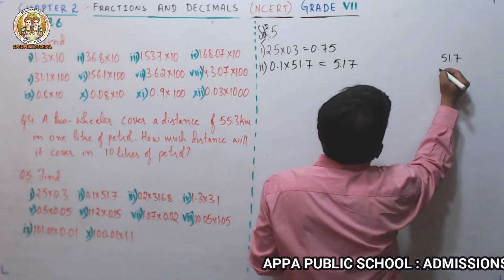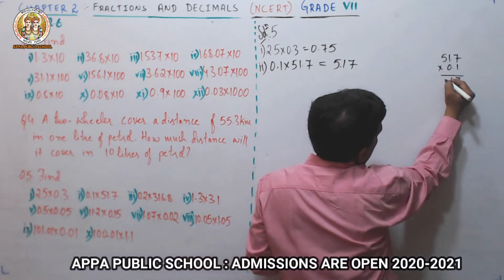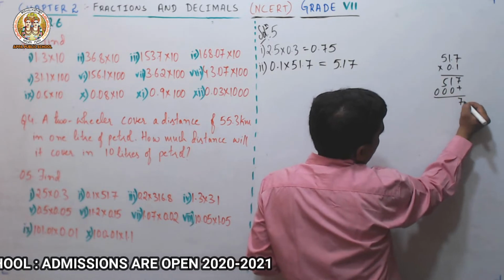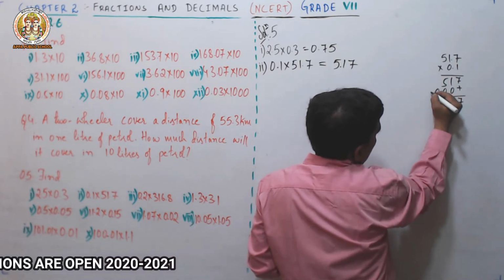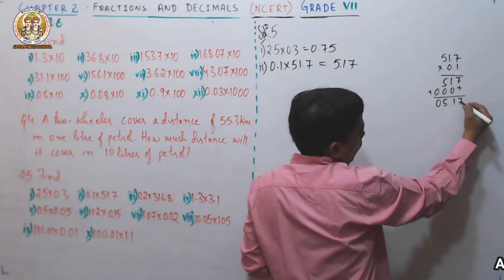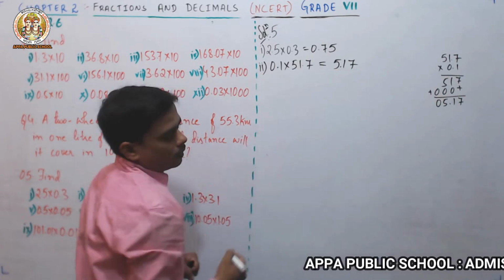51.7 into 0.1. 7 on the 7, 1 on the 1, 5 on the 5 plus 1 2 3 zeros. Add it: 7 1 5 0. So now where to place a decimal point? 1 2 1 2. I will place a decimal point here. The answer is 5.17. That's it.